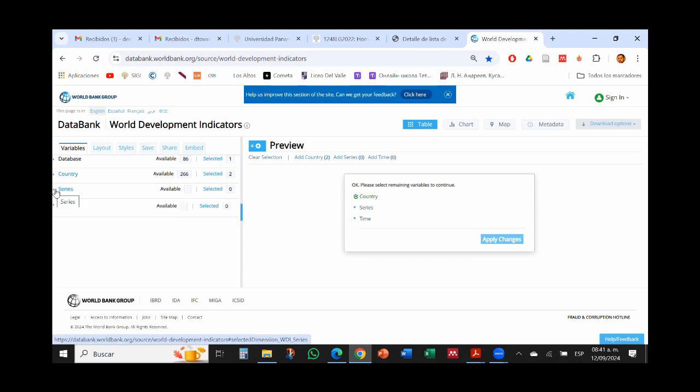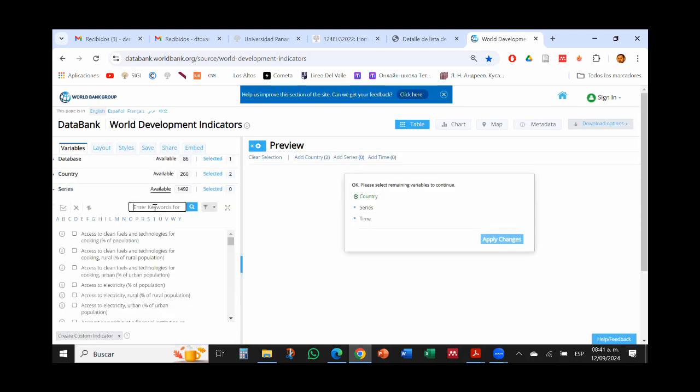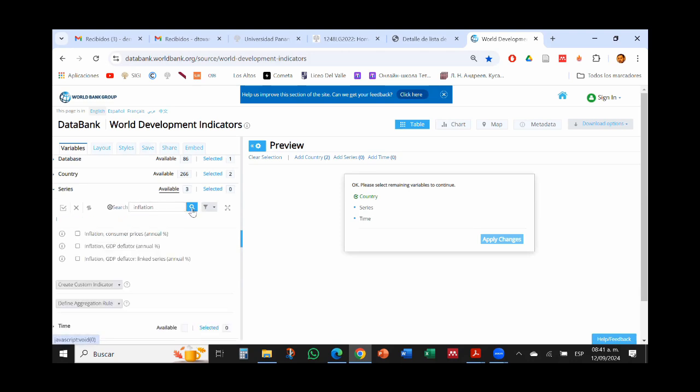A very simple task. It's not a real estimation of the Phillips curve. We need two key variables. The first one, inflation, and then you can type here, inflation. And let's see what options we have.